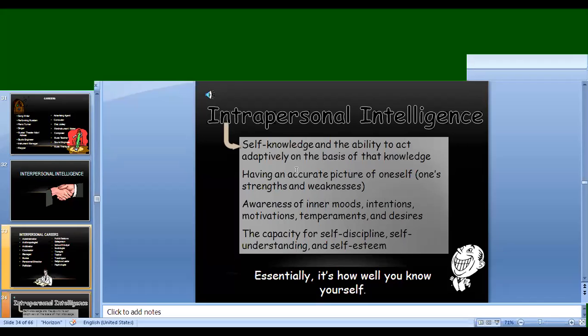Okay, now the other comes moods, your intentions, your motivations, your temperaments. Maybe there are certain situations in your daily life which disturb your mood.